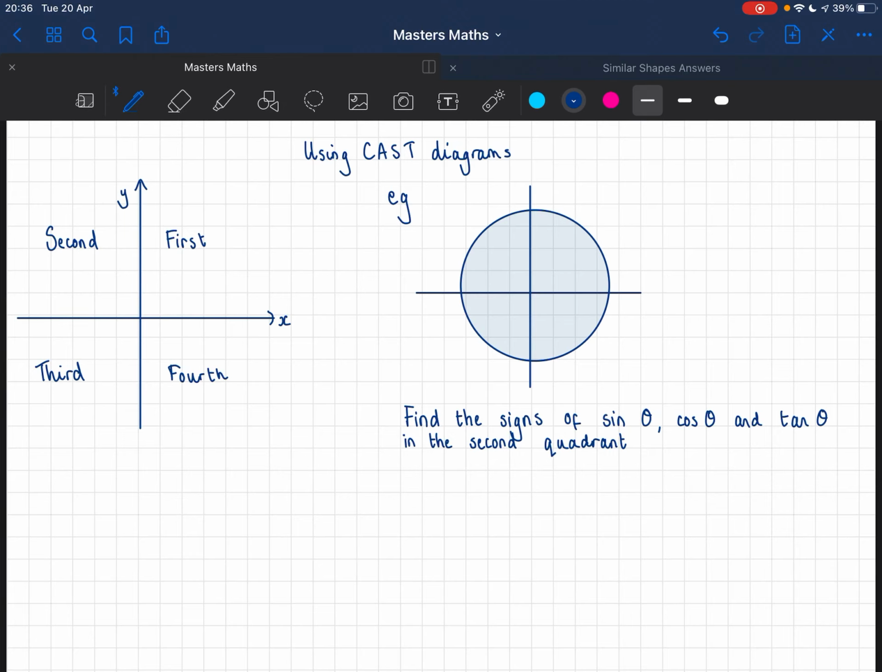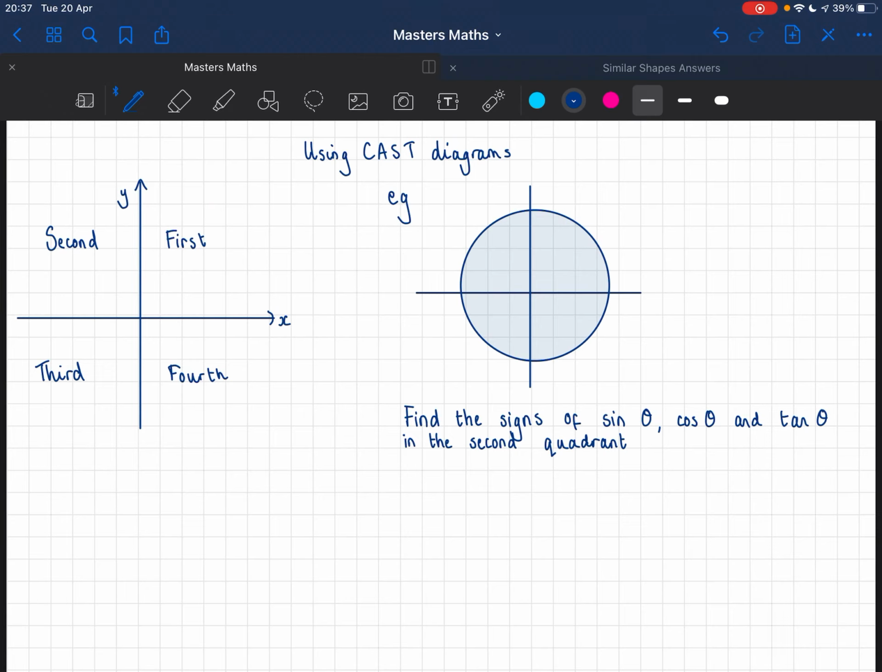I hope it's going to be quick. Just going through how we can use CAST diagrams, mainly to change an obtuse or a reflex angle into something that's acute, which would then extend to finding exact values of specific angles, because obviously 30, 45 and 60 are all acute angles.